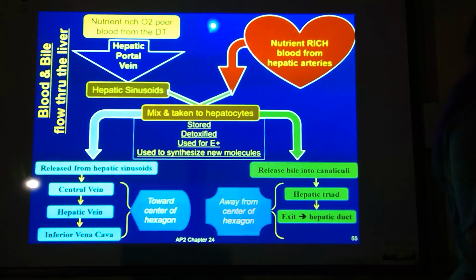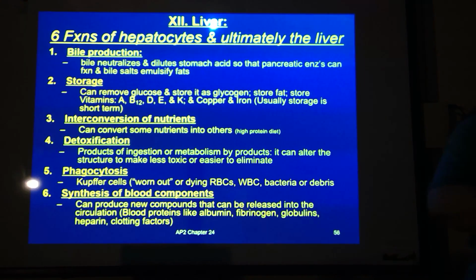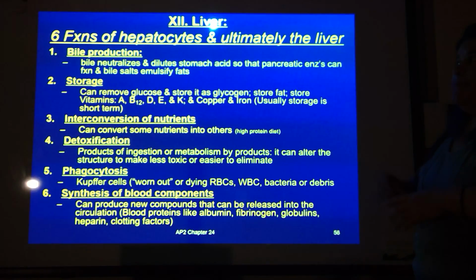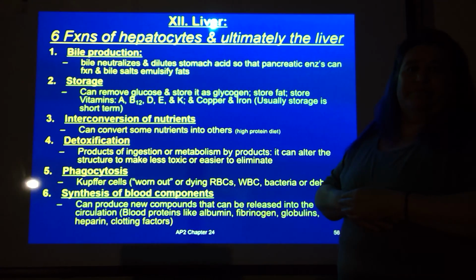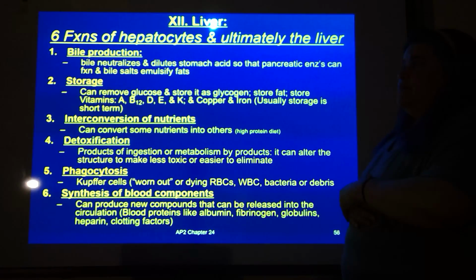Okay, so we have 6 functions when it comes to the hepatocytes. So hepatocytes are liver cells. So if we're talking about the hepatocyte function, ultimately we're talking about the function of the liver, because what is your liver made out of? Hepatocytes. So it's the same thing. First thing, bile production. Your liver makes the bile. Period. End of story.